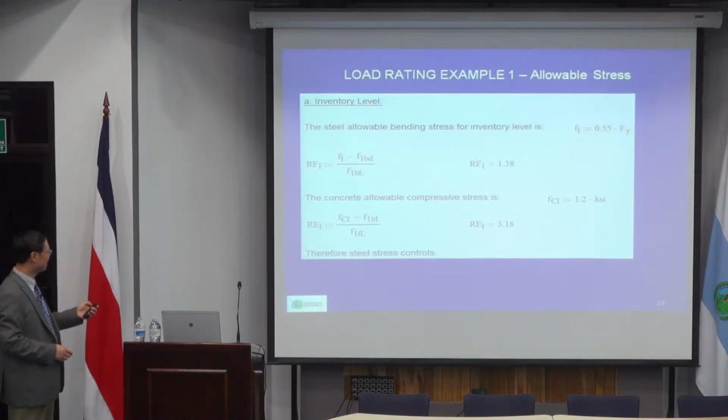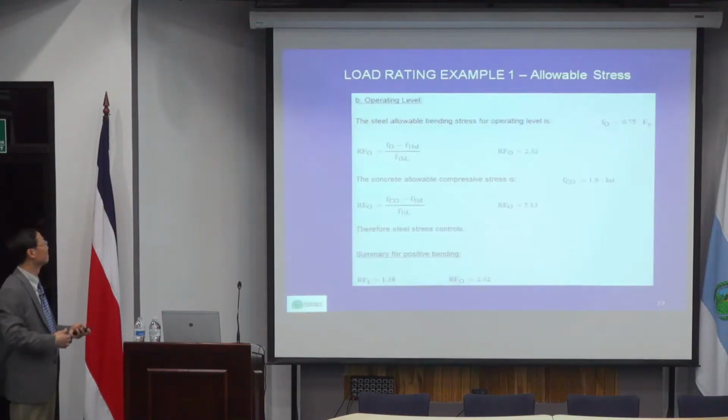So then the rating is, once you calculate the total allowable stress, for inventory 0.55 for bending. Then I subtract the total dead load stress, which is calculated on the last page, and divide by the total live load stress, also from the last page. I got 1.35. And then I calculate concrete in compression and the rating factor, the total factors for that. That's for the positive bending.